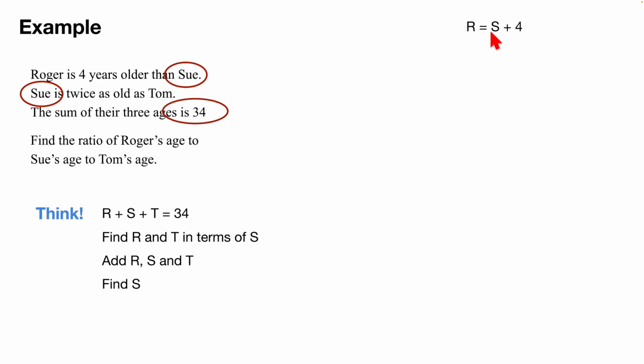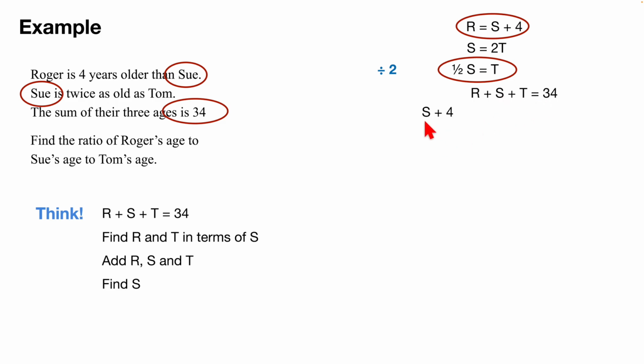So Roger is 4 years older than Sue. Roger equals Sue plus 4. That gives me R on its own, so that's good. Sue is twice as old as Tom, so I divide by 2. Not particularly happy with the half S, but I have to live with fractions sometimes. I've now got Tom on its own. So I have Roger on its own in terms of Sue. I have Tom on its own in terms of Sue. So Roger plus Sue plus Tom equals 34, and I can replace these. I can replace Roger with S plus 4, Sue with Sue, and Tom with half Sue. And it still equals 34.